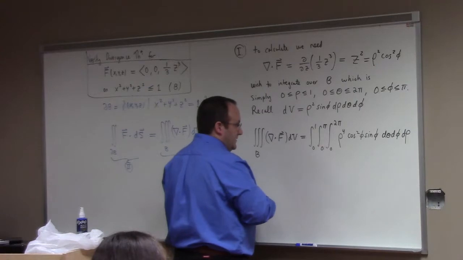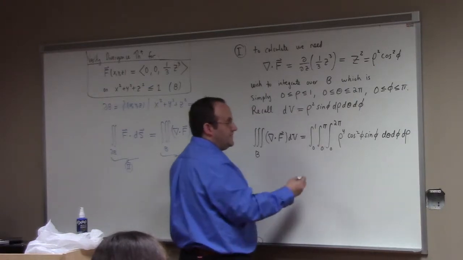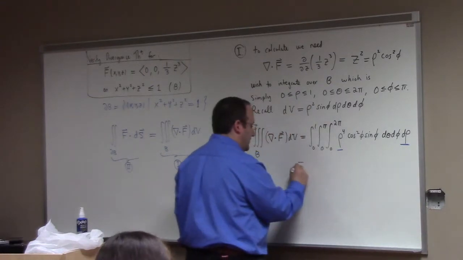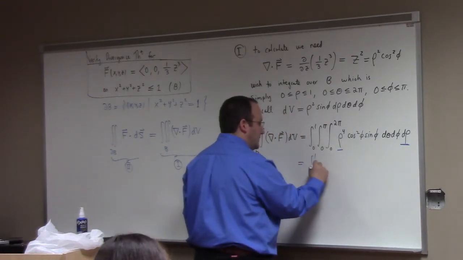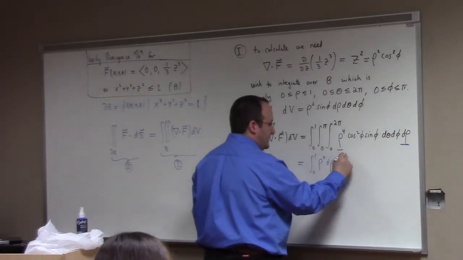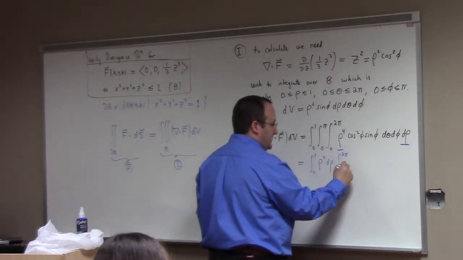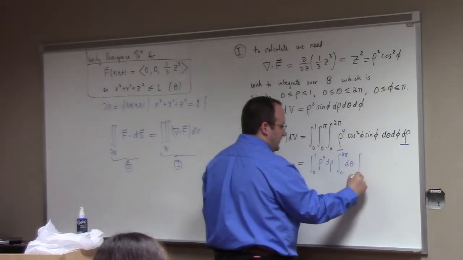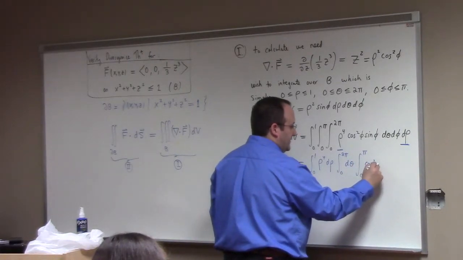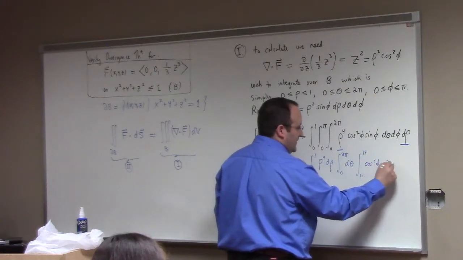All right. Let's see here. So you've got this and that. So I get integral from 0 to 1 of rho to the 4th d rho, integral from 0 to 2 pi of d theta, and finally integral from 0 to pi of cosine squared phi sine phi d phi.